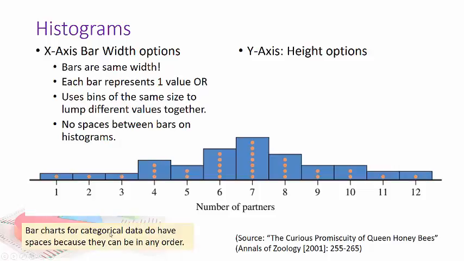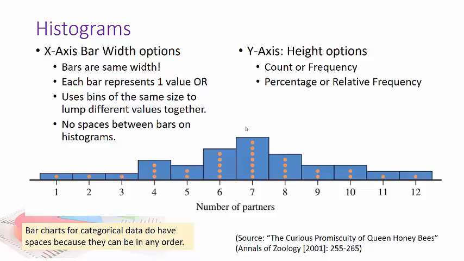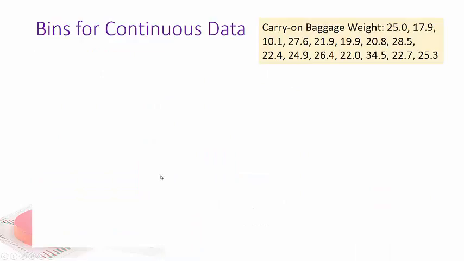Now on bar charts, which are for categorical data, you do have spaces, and the reason is you can have them in any order. But on a histogram, you have a specific order, so there are no gaps between bars. For the y-axis, you basically have two different options. You can use the count or frequency for the height, or you can use the percentage or relative frequency for the height.